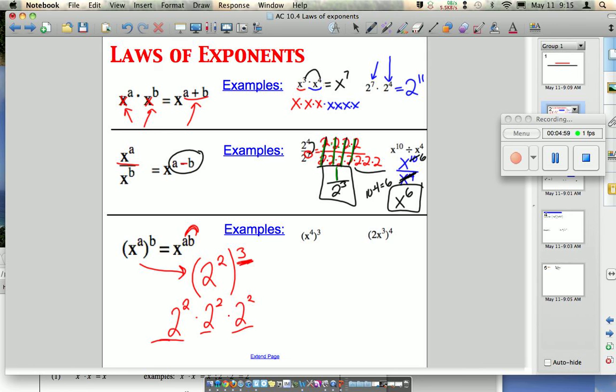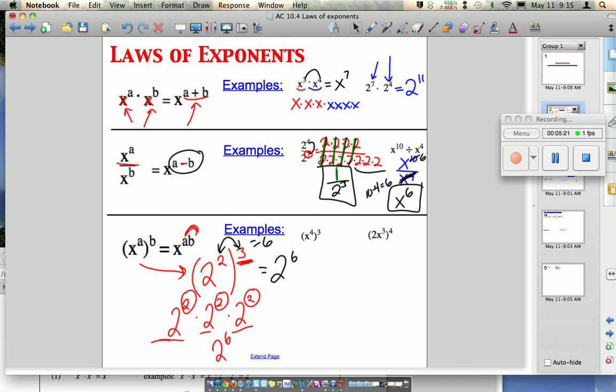So in the end, look at how many 2's we have. We have 2 right here, 2 right here, and 2 right here. So altogether we have 6 2's. And that's simply 2 times 3 equals 6. So that's how I know my answer is 2 to the 6th power. So this is the reason why, and sometimes writing things out the long way will help you see why.